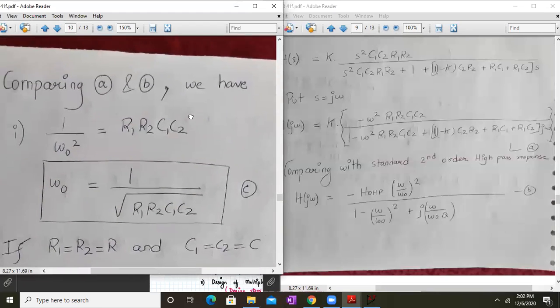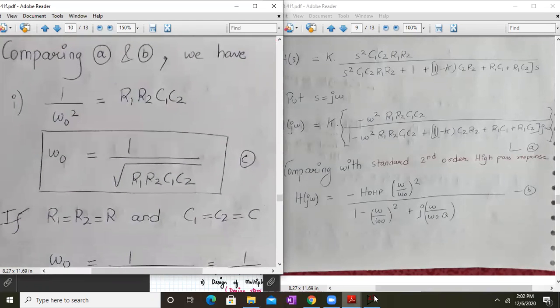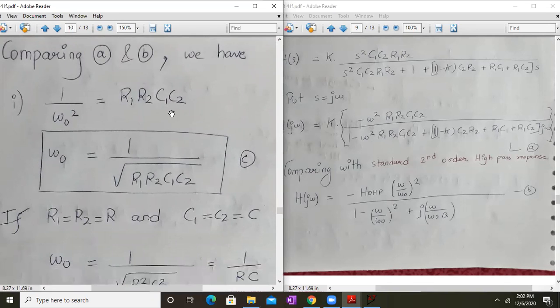So by comparing A and B, if we compare the second term in the denominator, we have omega upon omega naught square. So this is omega square into R1, R2, C1, C2. So this we can equate directly. So the first point will be 1 upon omega naught square will be equal to R1, R2, C1, C2. So omega naught will be 1 upon square root of R1, R2, C1, C2.